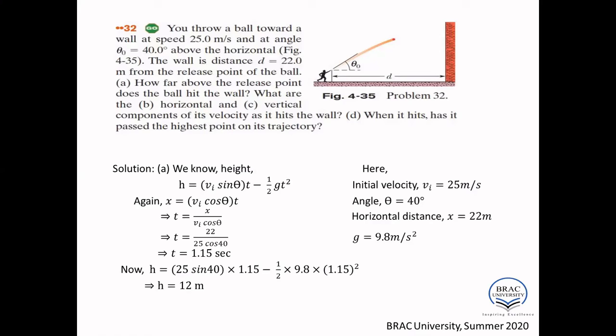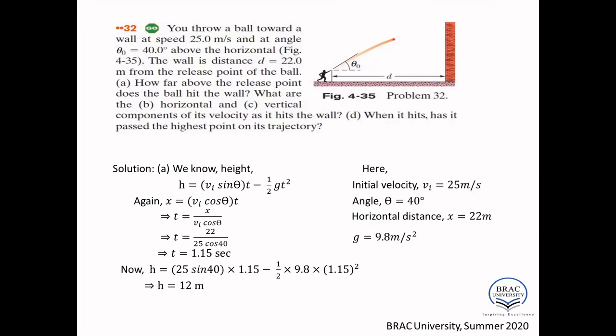Okay, so the given value along the horizontal plane is x is 22 meters. So we can take help from that information. So for the horizontal plane, we know that x is equal to vi cos theta into t. So from this we calculate the time. Okay, so t equal to x divided by vi cos theta. So x is 22 divided by 25 cos 40 degrees. So t equal to 1.15 seconds. So this is the time from throw to hitting the wall.